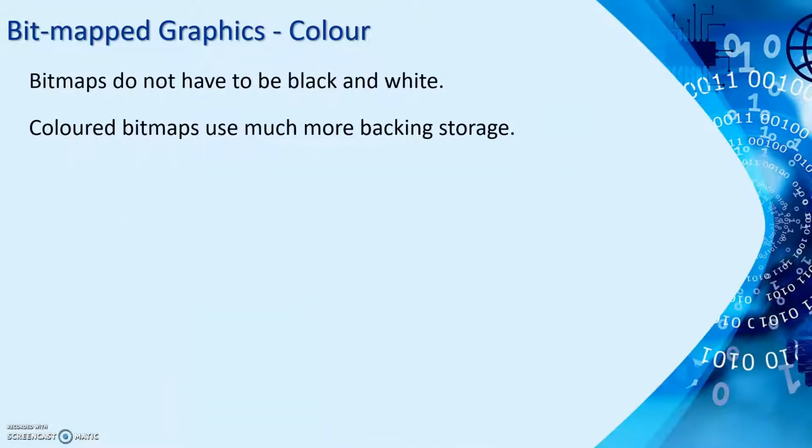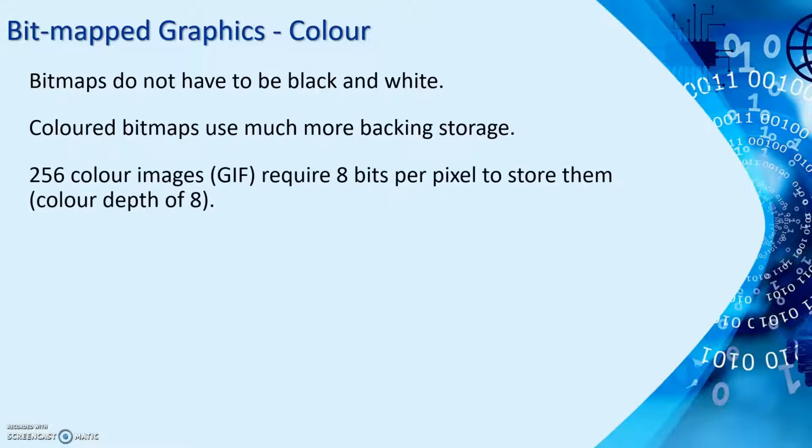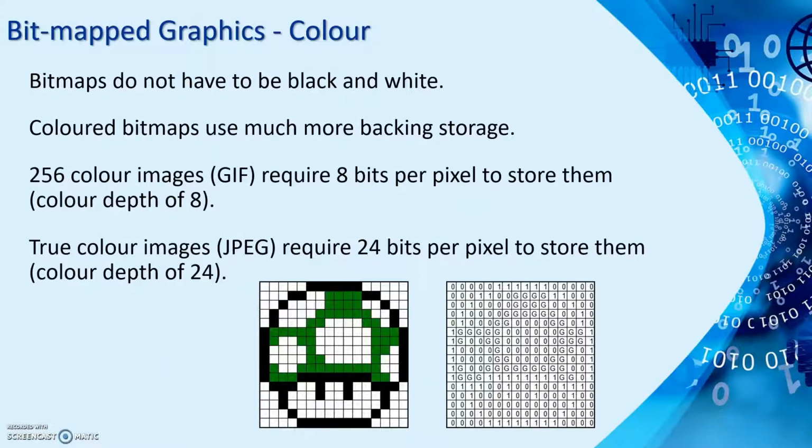However, we can also have colour graphics, but they need much more backing storage, because you need more bits per pixel to store the colours. So for example, a 256 colour image, so a GIF which has got up to 256 different colours, will require 8 bits per pixel to store them. That is a colour depth of 8 bits per pixel. But you could have a JPEG, and that requires 24 bits per pixel to store them. It's got a colour depth of 24. Okay, that's a lot of room. For each pixel, you're going to need 3 bytes of storage.